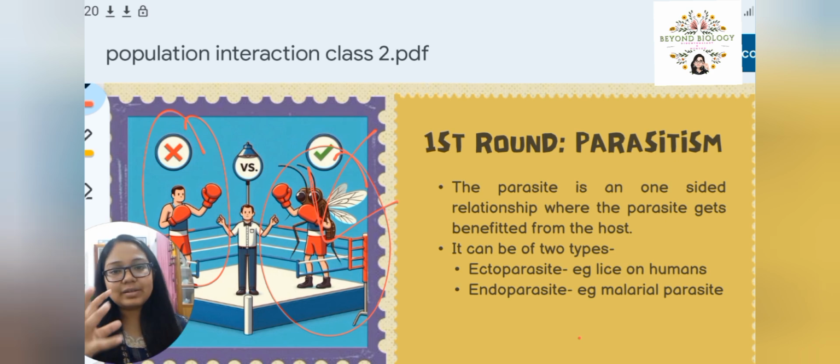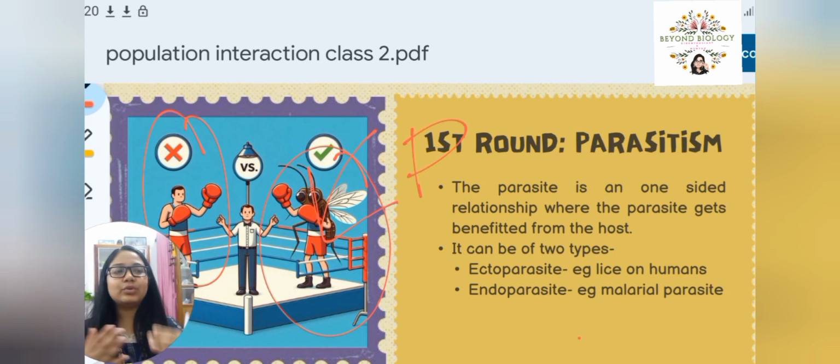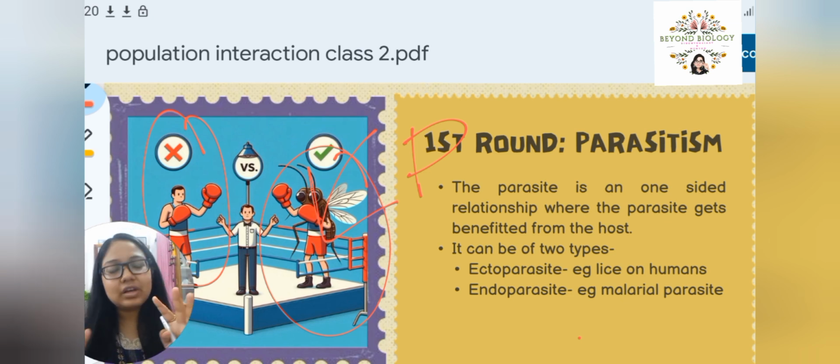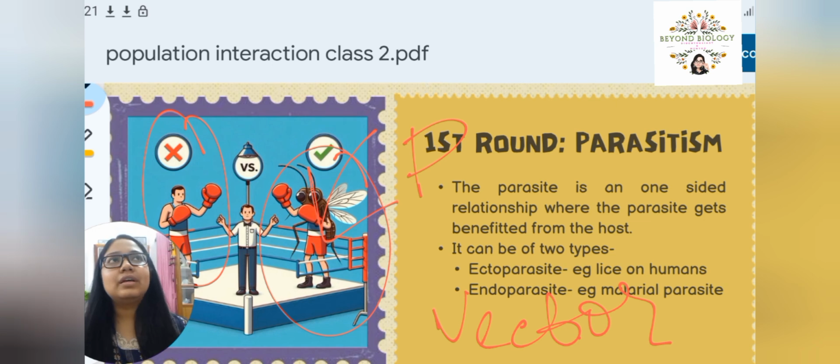And what is that parasite doing? The malarial parasite, specifically Plasmodium, is a genus, and there are 4 different species: ovale, falciparum, malariae, and vivax. These are the 4 species responsible for causing the fever, malaria. The malarial parasite infects the mosquito as well. The mosquito here acts as a vector. You can relate a vector with a car. The mosquito acts as a car for the malarial parasite.